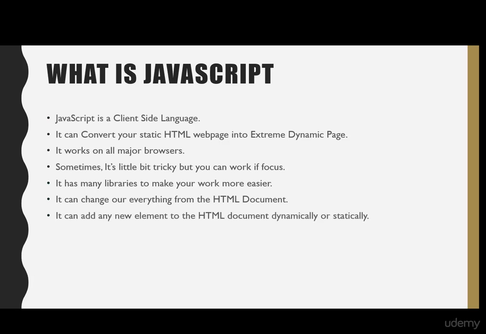It can add new elements to the HTML web page or the HTML document dynamically or statically. What is the difference between dynamically and statically? For example, through JS, if I apply something on load, meaning when the document becomes ready, this is called static. But if I apply it through the UI, meaning user interaction, whenever the user wants to do something, that is called dynamic. It can add a user interface to our web page.